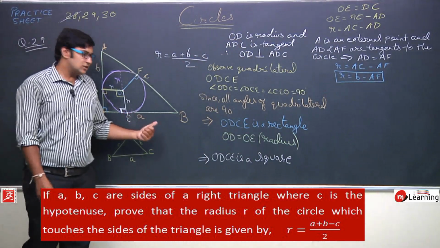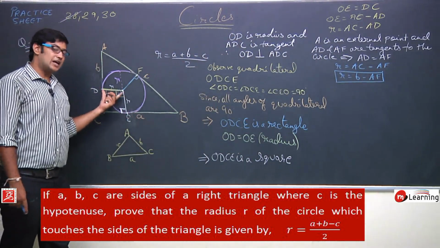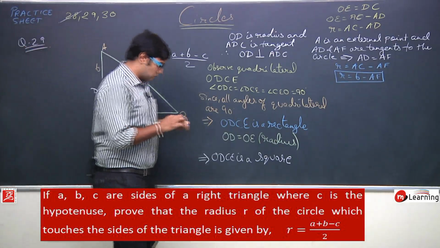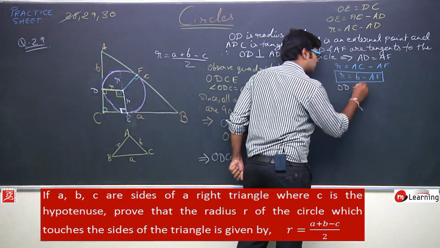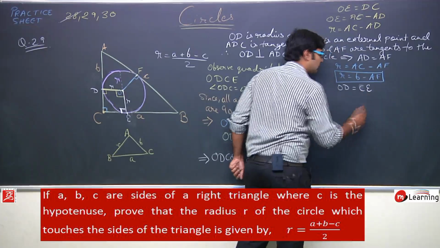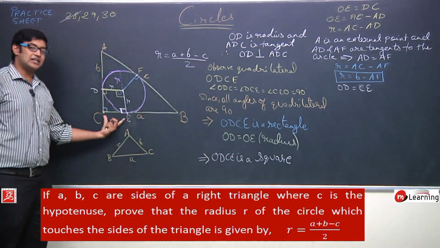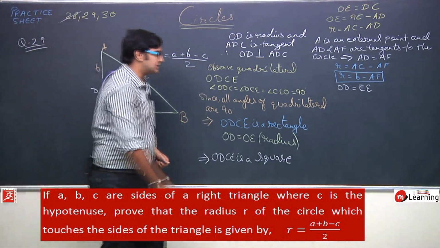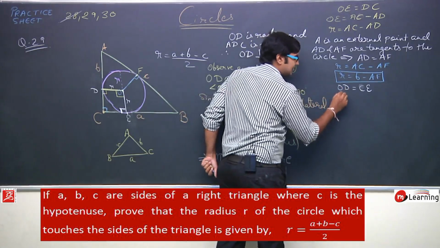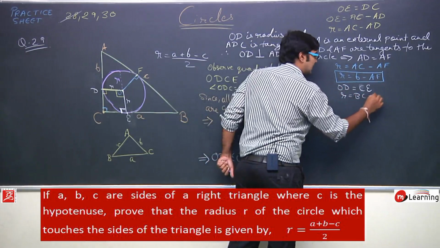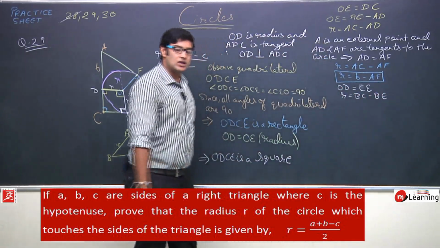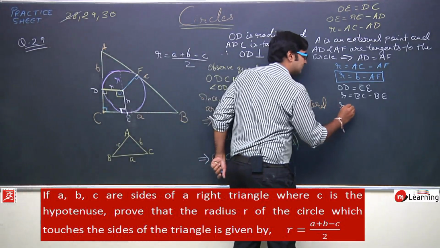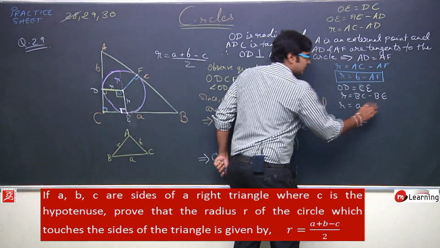Now observe OD. You can see that OD is equal to CE. OD and CE both are equal because this is a square. So OD is equal to CE. Now what is CE? CE is basically BC minus BE. In place of OD, OD is radius, R is equal to BC minus BE. Now what is BC? BC is small a. So in place of BC I can write R is equal to A minus BE.